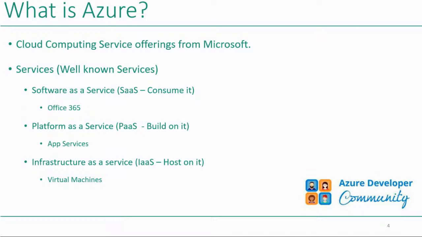The third one is infrastructure as a service. Here they provide the system, and you need to install the operating system and configure what kind of memory and storage you need. Then you build your virtual machines, and on top of them you install IIS or other web servers to host the applications. These are the well-known common services provided by Microsoft Azure.